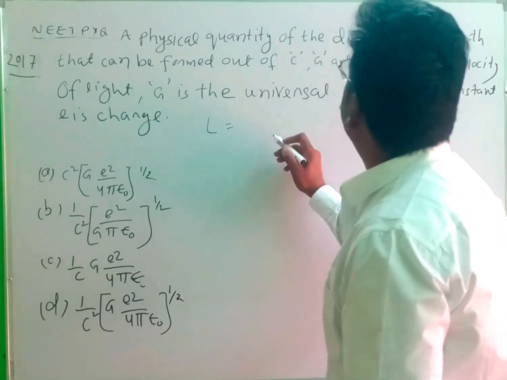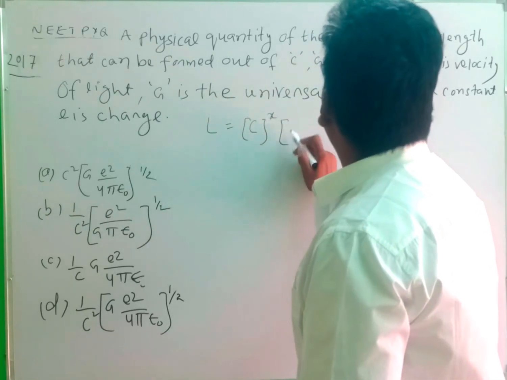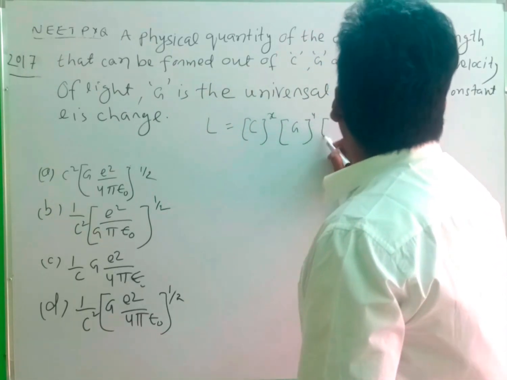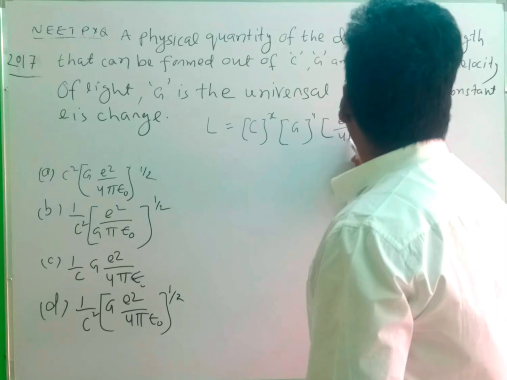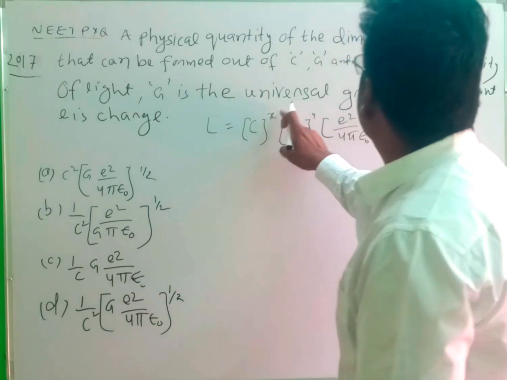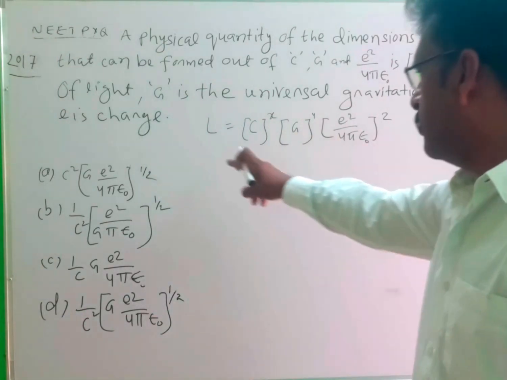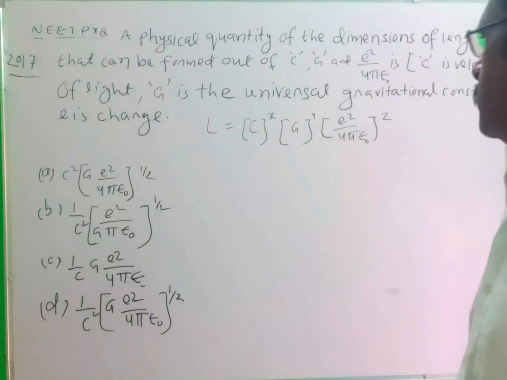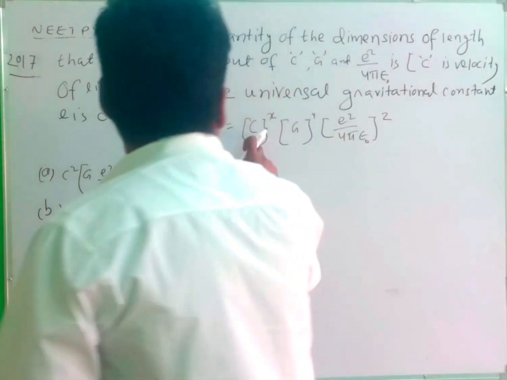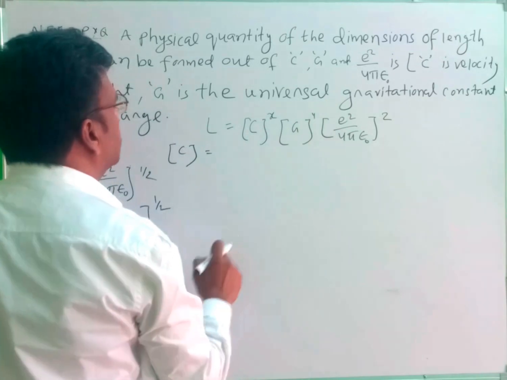The equation states that L is equal to c to the power, let's take x, G to the power y, and e²/4πε₀ to the power z. So if we find the values of x, y and z, then we can find out which among the following four options is correct. Okay students? But first let us find out the dimensions of the right hand side physical quantities.